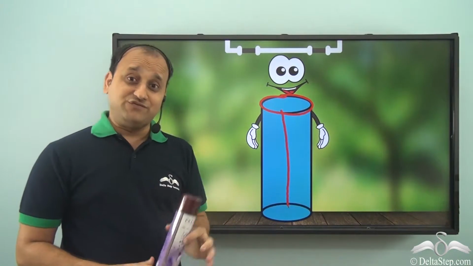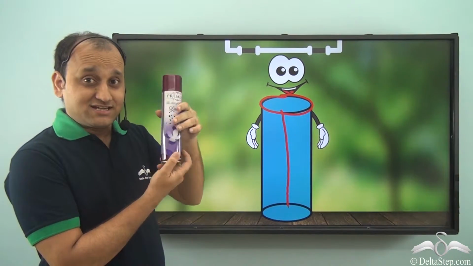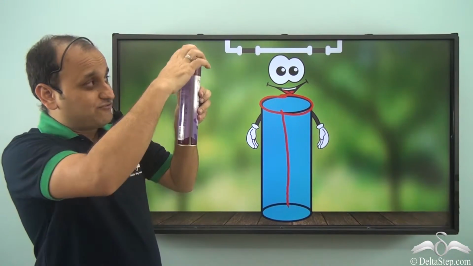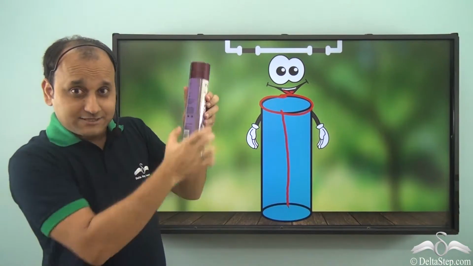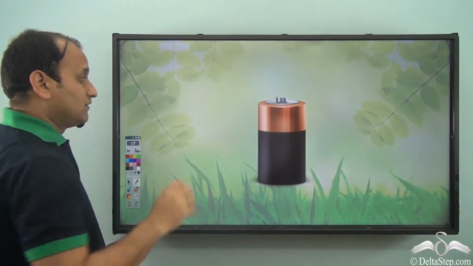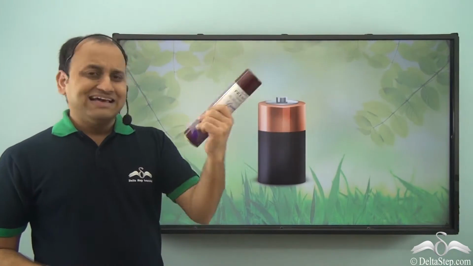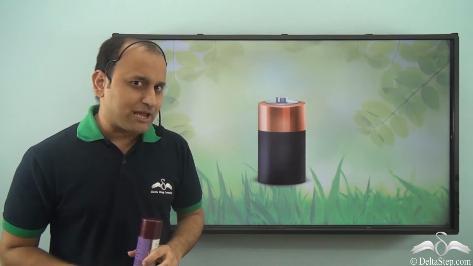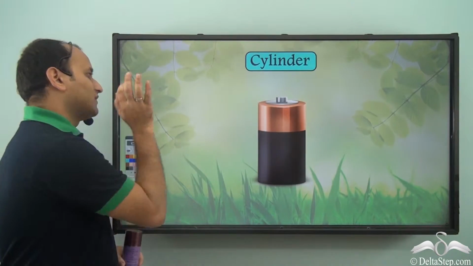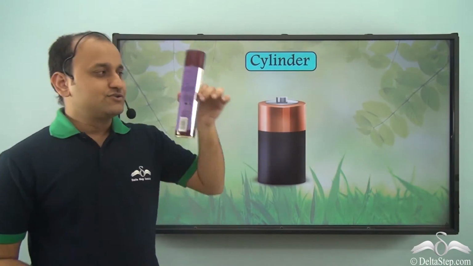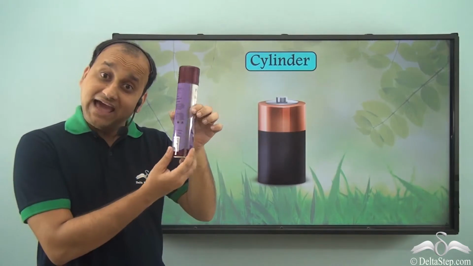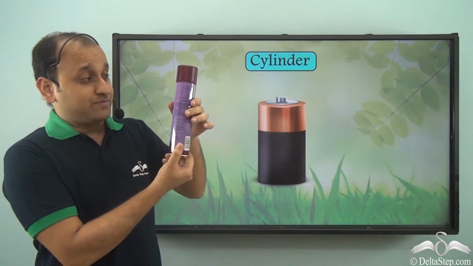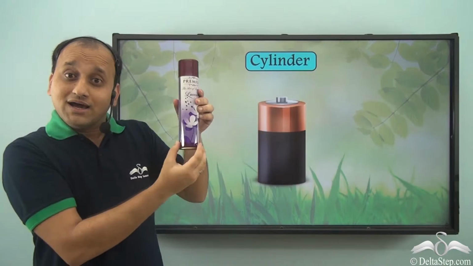So this shape is very similar to this shape, isn't it? So it's circular here, and it's stretched right from this circle to this circle, isn't it? Now, even a battery or this particular can have this unique shape. And what do we call this shape? Well, this shape is called a cylinder. So what I have right now in my hand is a can, but if I talk about the shape, it is cylindrical in shape.